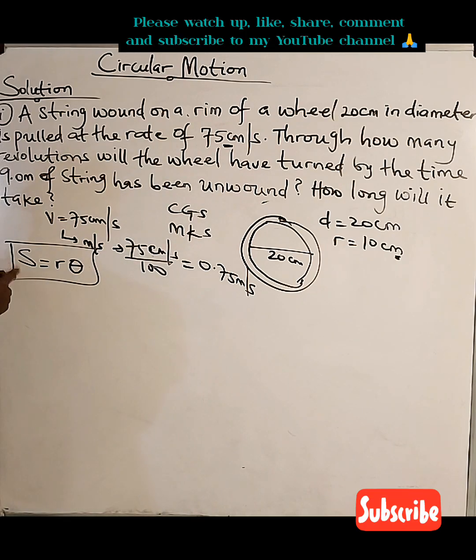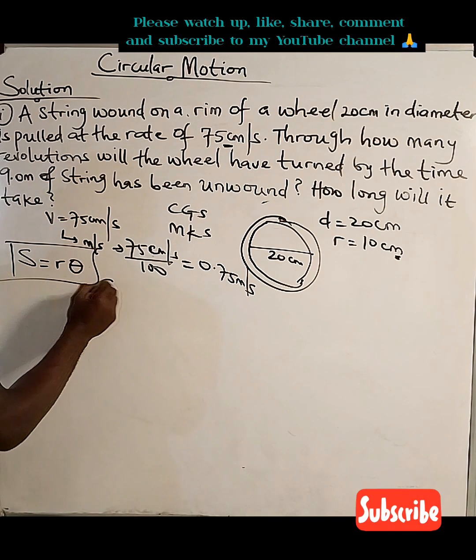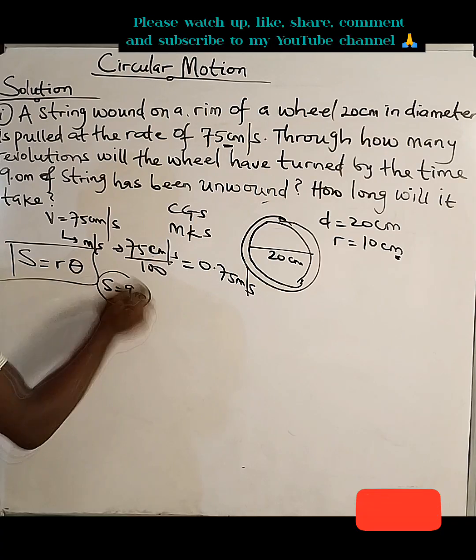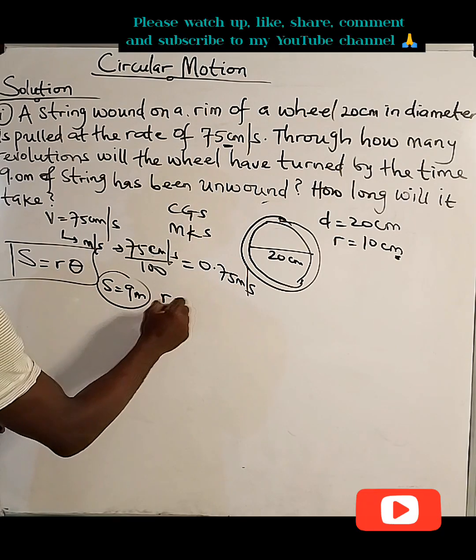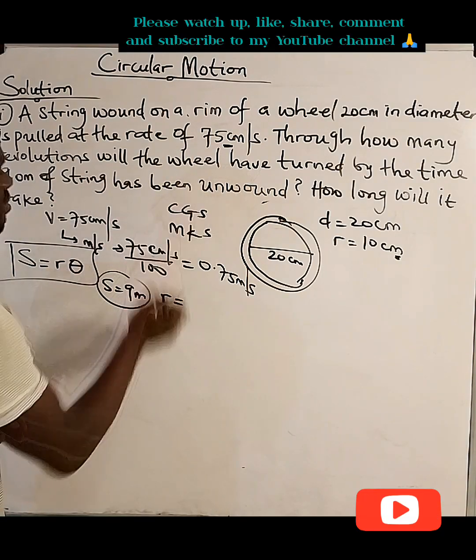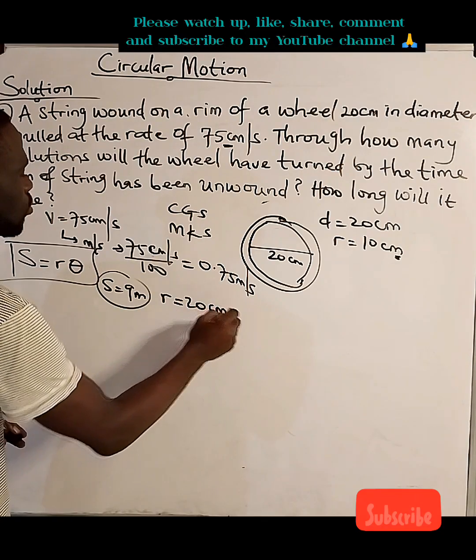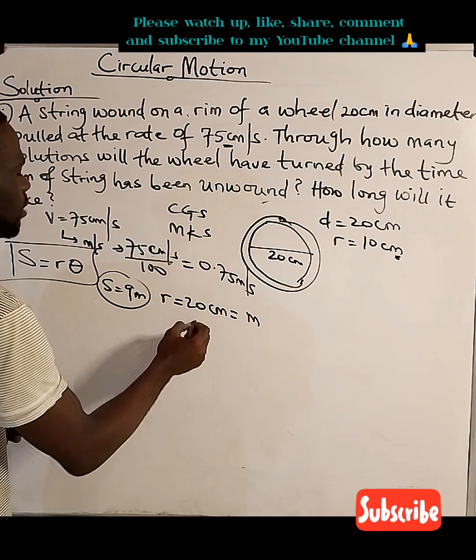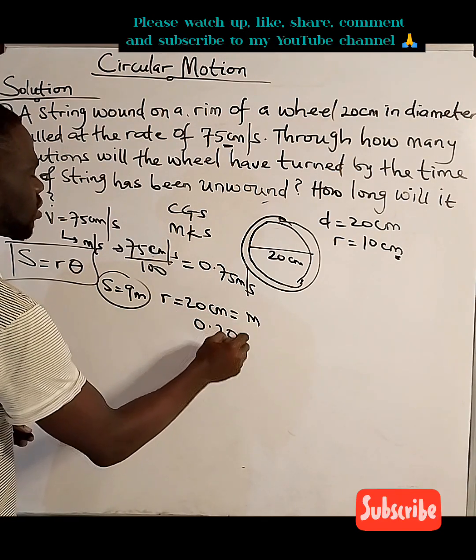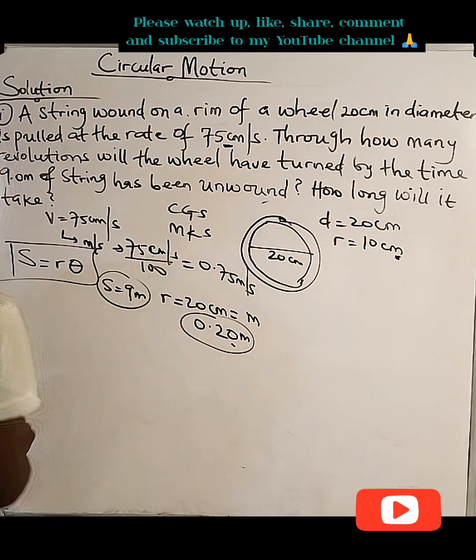So don't forget the total distance is 9 meters. That's what we're talking about. Distance 9 meters. So the radius, what was the radius? The radius is 20 centimeters. So we're going to move that to meters. Divide that by 100, that will give us 0.20 meters. We have the radius already converted.